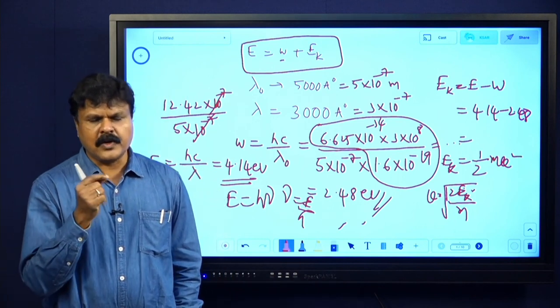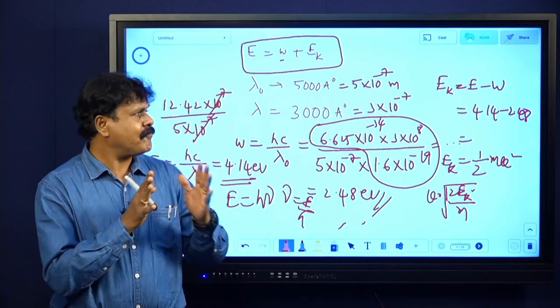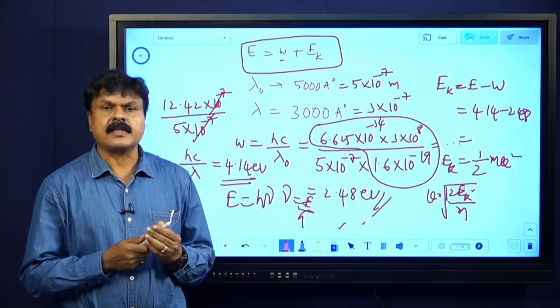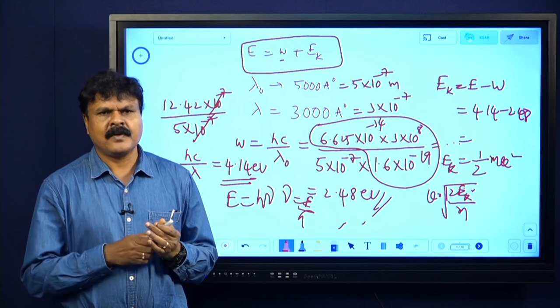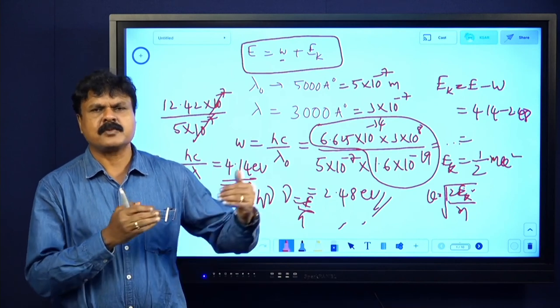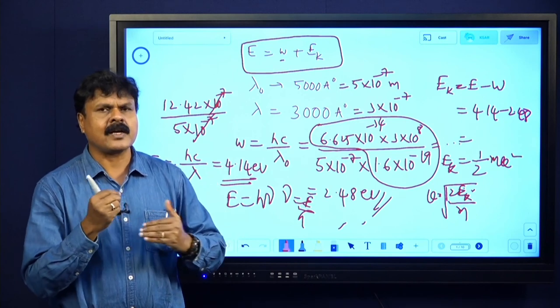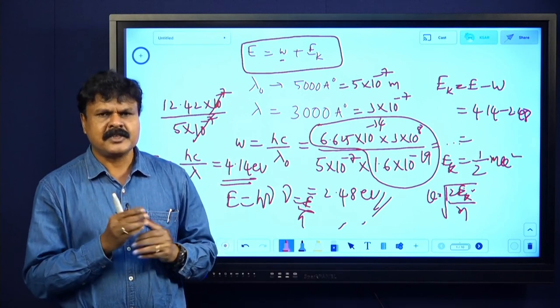This is dual nature of radiation and matter, and everything I have covered. In the next session, we will start with atoms. Atoms is the next one. Atoms, nuclei, and again I will go ahead with semiconductor electronics also.